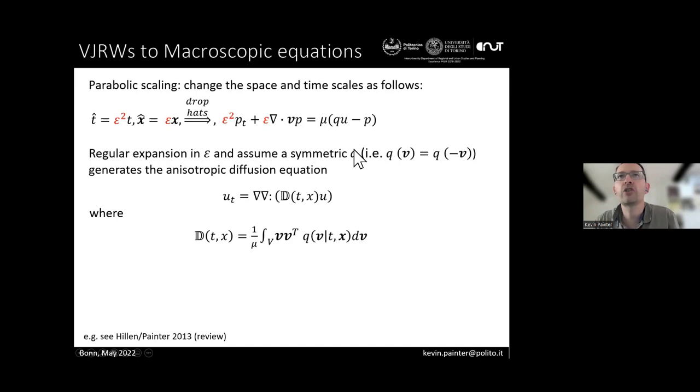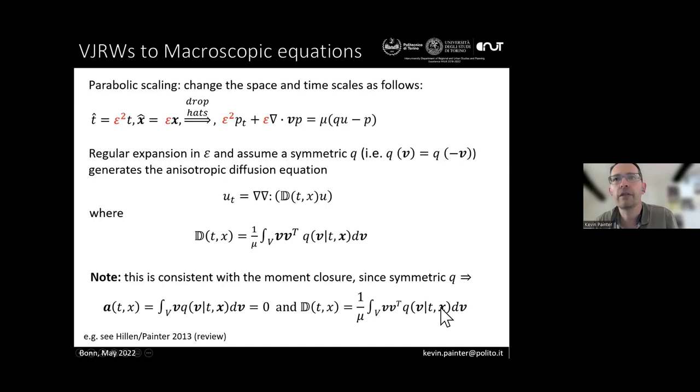For example, you can obtain an anisotropic diffusion equation if you assume some sort of symmetric Q. And that's completely consistent with what we just did for moment closure, because in that moment closure that we did before, if you assume a symmetric Q, you do indeed get to this same anisotropic diffusion equation. So in a parabolic scaling, the approach is to change your space and time scales in a way that allows you to do expansions that get you to a macroscopic equation. And that's a parabolic scaling.